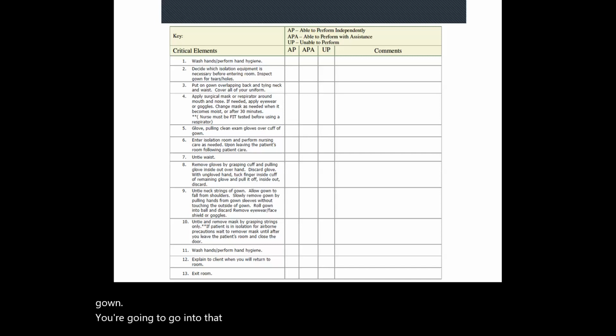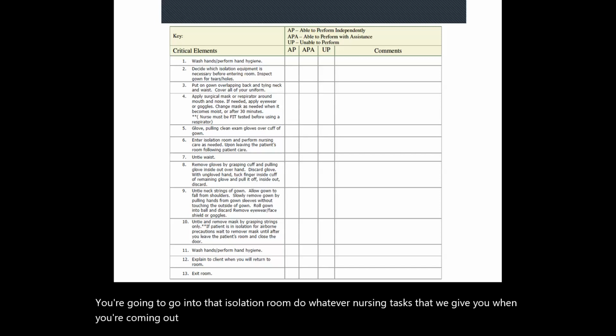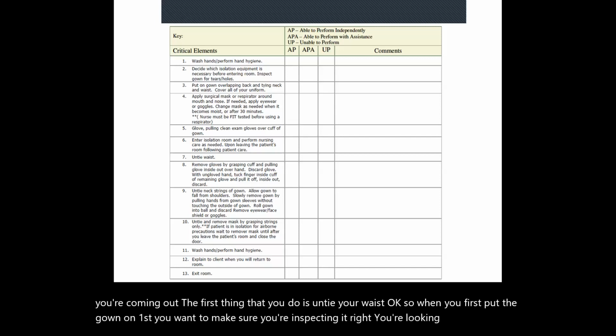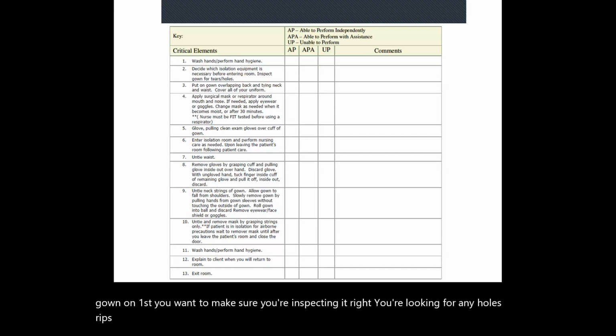So when you first put the gown on, first you want to make sure you're inspecting it, right? You're looking for any holes, rips, tears before you put it on. And you make sure the back is overlapped. You tie the neck, and then you tie the waist, okay? But when you come out, you untie the waist first, okay? The tie should be behind you or to the side-ish of you, okay? As much behind you as possible.